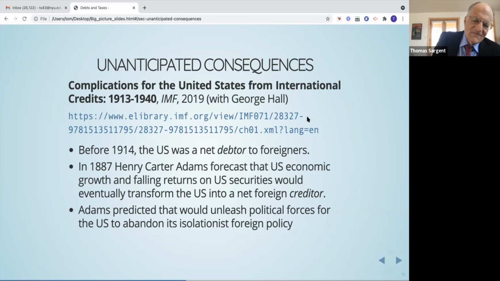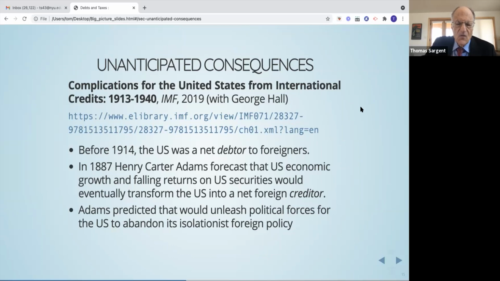And Adams, of course, read that stuff. And he said, that's going to happen here. So we're not going to be isolationists. And he said we ought to be thinking about this and have a policy. So what's in his paper, and actually his book, is that what he said came true.